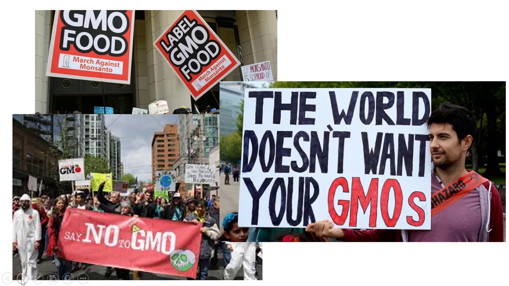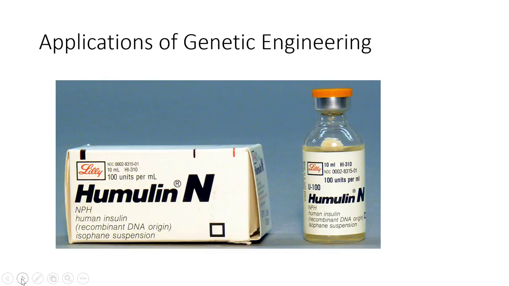And so, let's think about what his sign would mean. If the world doesn't want GMOs, does that mean the world doesn't want recombinant human insulin? In the last video, we talked about how type 1 diabetics require insulin medication in order to survive. They need it because their pancreas does not function and does not make the insulin hormone that they need.